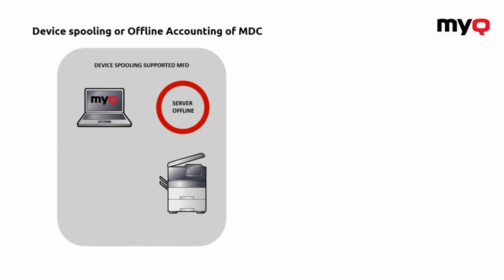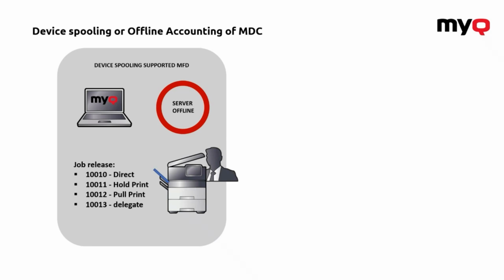The first one is device pooling. If you've got a device that supports the device pooling feature, every time you do the fallback print, it goes to a local storage on the device using special ports which you can define in the MyQ Desktop Client, and that way you get full accounting. The job gets printed based on the queue type, which is defined by the port. That way, when you're there, you can securely release it, and when the server comes back up, you get the detailed accounting. But, like I said, that is a solution only for selected devices where device pooling is supported.